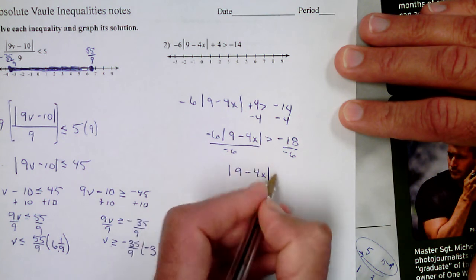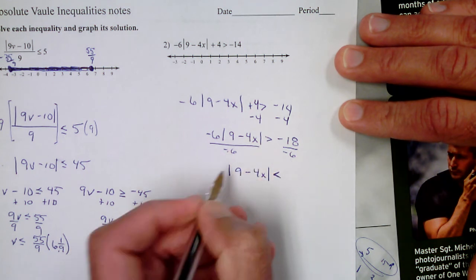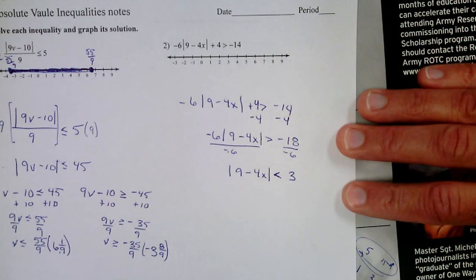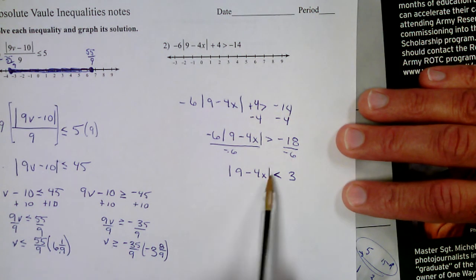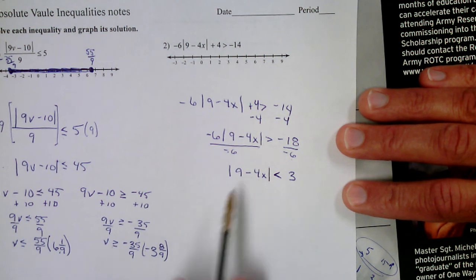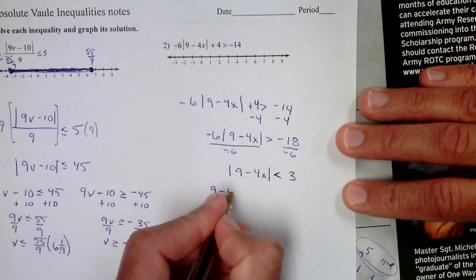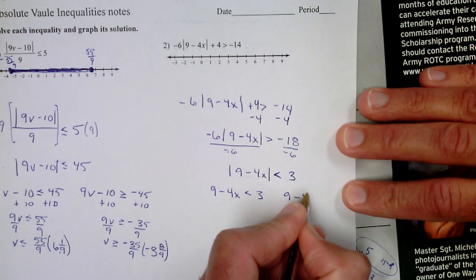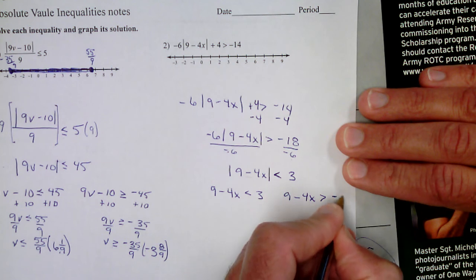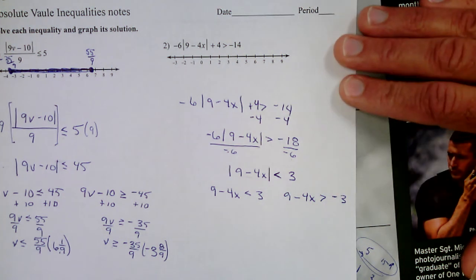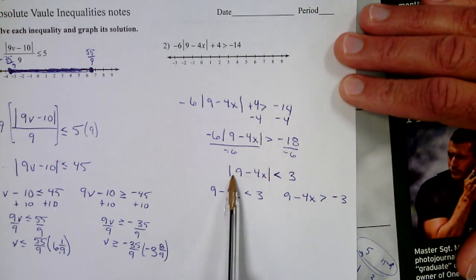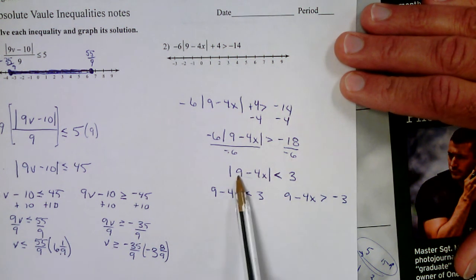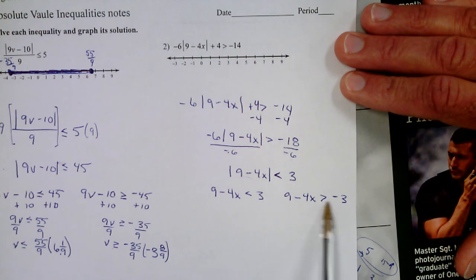Remember, dividing by a negative number means flipping the sign. So we flip the sign here, and that becomes positive 3. Now, split the problem. Nothing left to do outside. Cannot simplify anything inside. So I get 9 minus 4x is less than 3, and 9 minus 4x is greater than negative 3. Okay, remember, first one stays exactly the same: 9 minus 4x less than 3. The second one, when we split it, 9 minus 4x is greater than negative 3.